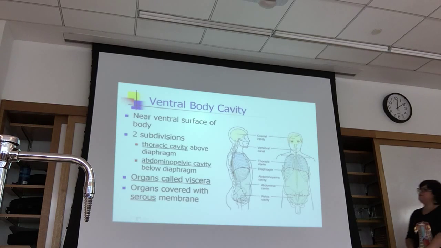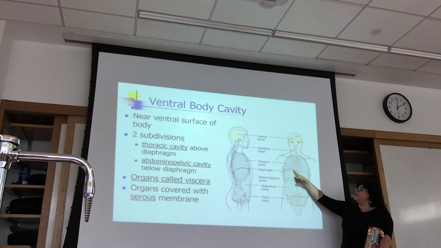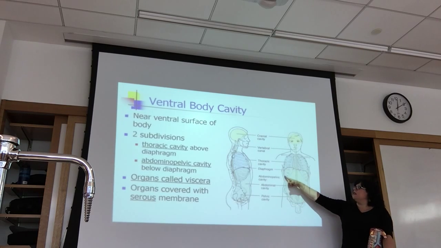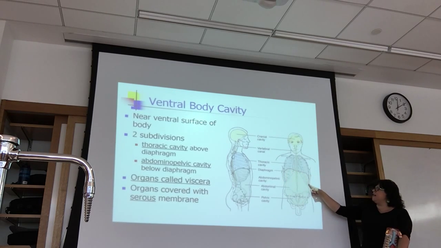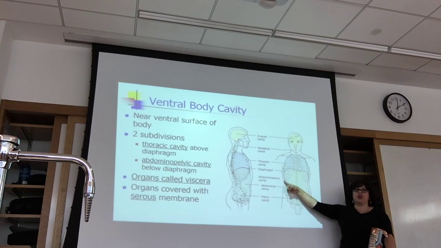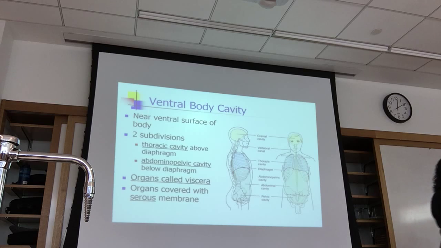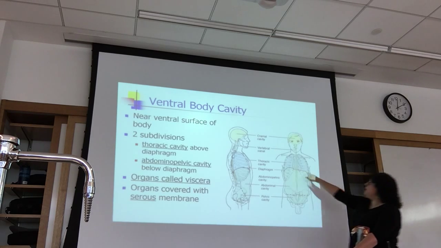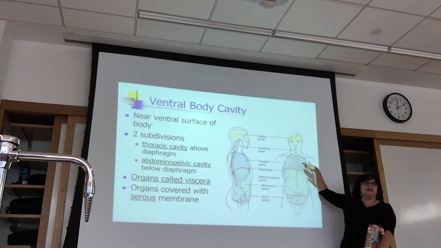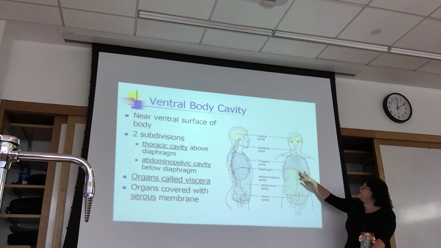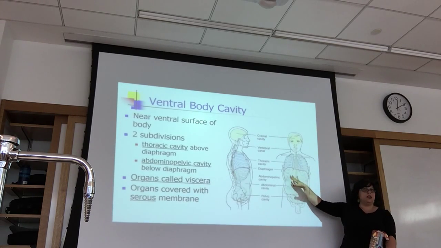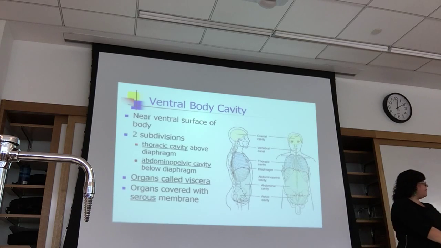And you can see on this figure here is the diaphragm. This area here is the diaphragm, this dark black curve. And it's separating what they've colored in blue from what they've colored in green. Can you all see that? That's the separator. Above the diaphragm in blue is the thoracic body cavity. Below the diaphragm in green is the abdominopelvic body cavity.